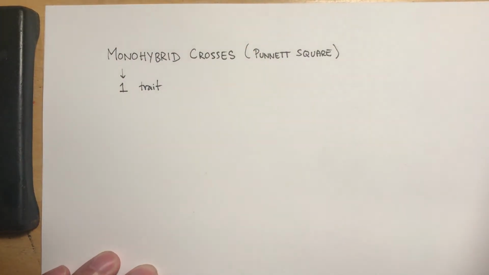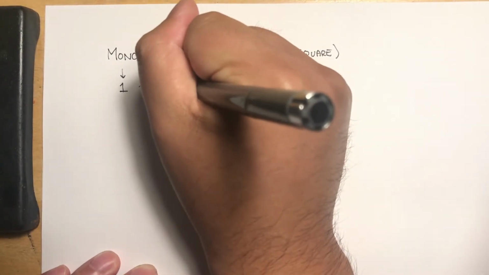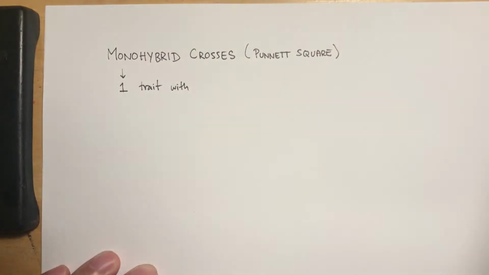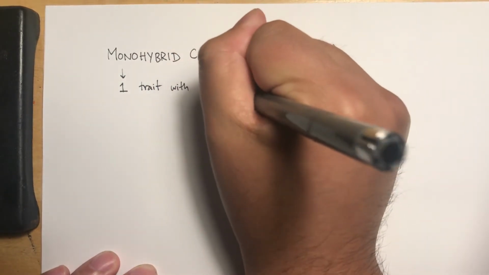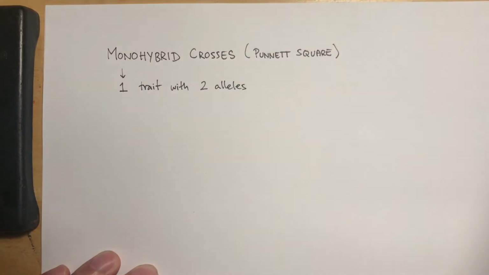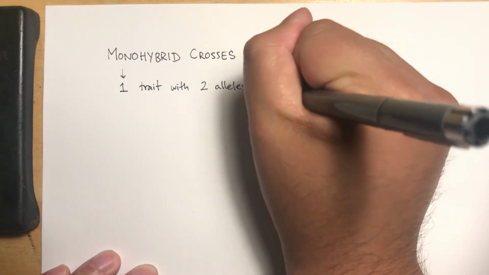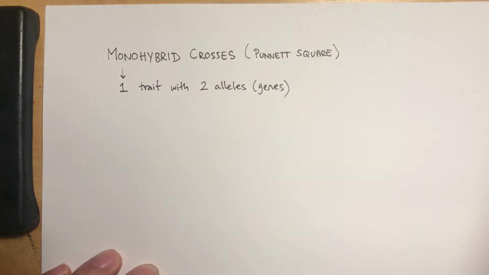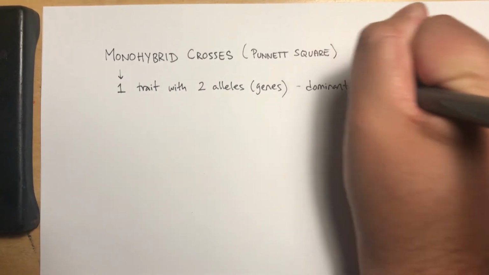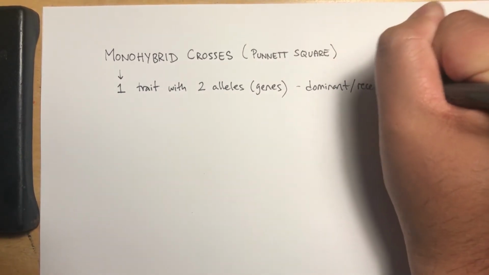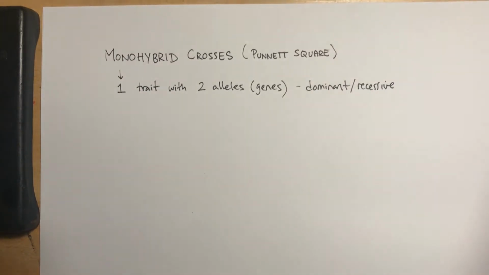that is affected by two alleles, which are basically two different types of genes. Now, in most cases, these are dominant recessive alleles. So dominant and or recessive. So I'll give an example.